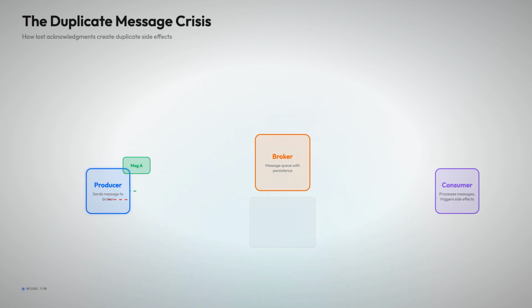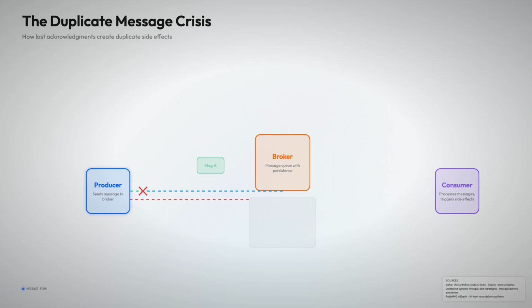You send a message to a Kafka broker. The acknowledgement is lost in transit. Your producer retries. Now, two identical copies sit in the queue. The consumer processes both, triggering side effects twice: a duplicate charge, a double email, corrupted data.